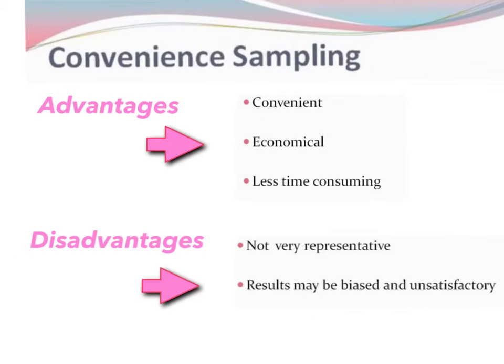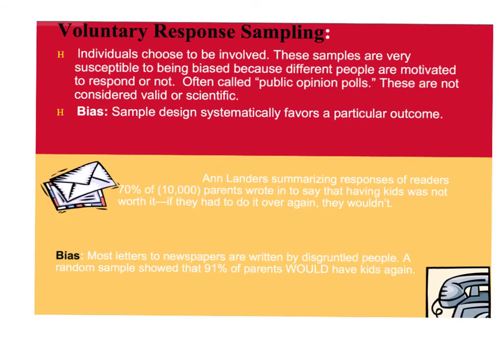So of course the advantages of convenient sampling are that it is convenient, economical, and less time consuming. But the disadvantages are that it is not very representative of the entire population, and the results may be biased and unsatisfactory. The last type of sampling I would like to discuss is voluntary response sampling.